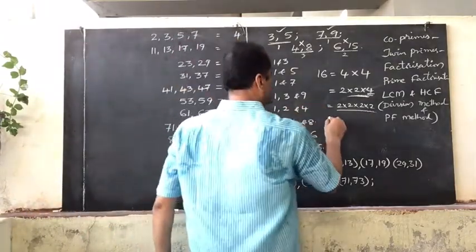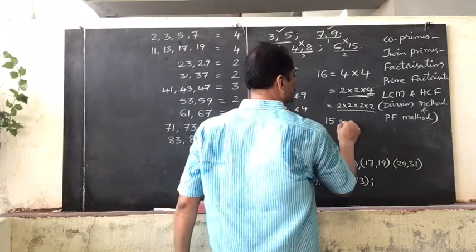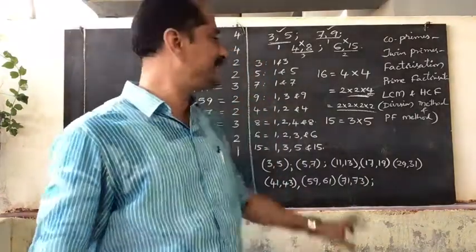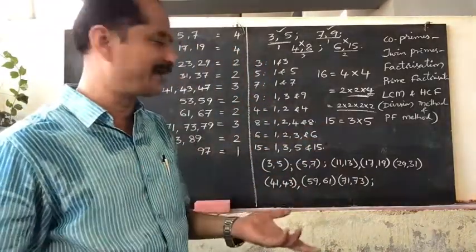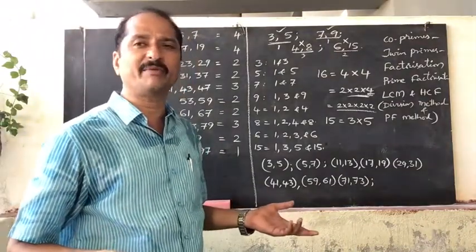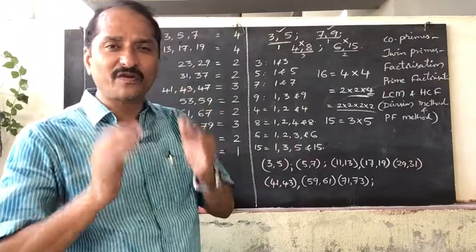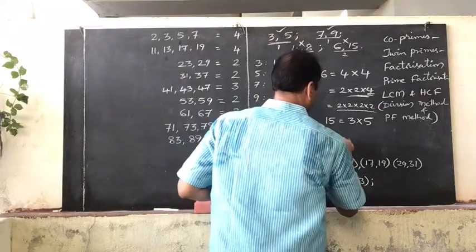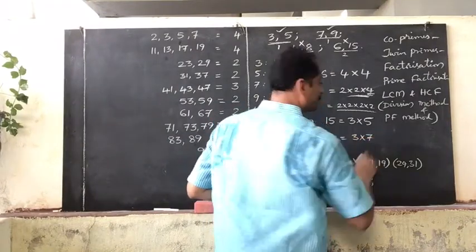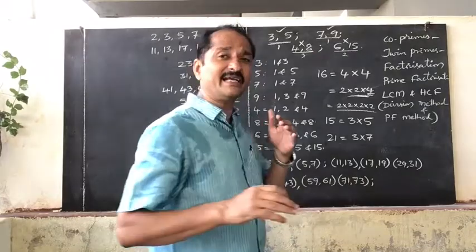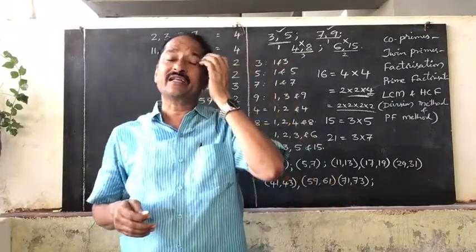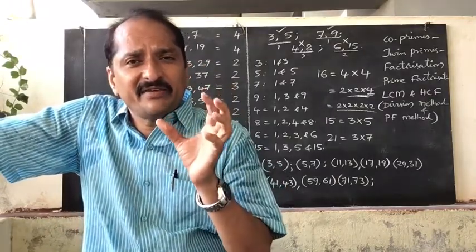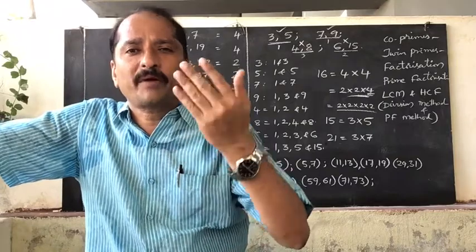Now take 15. 3 into 5, only like that we can divide. Why? Because 3 is a prime number and 5 is a prime number, we can't divide them into factors again. So 15 is 3 into 5, which is the prime factorization. Next take 21. 3 into 7 is 21, this is also prime factorization. Like this, by taking different numbers, you can get the prime factorization. Prime factorization is nothing but dividing the given number as a product of prime numbers.